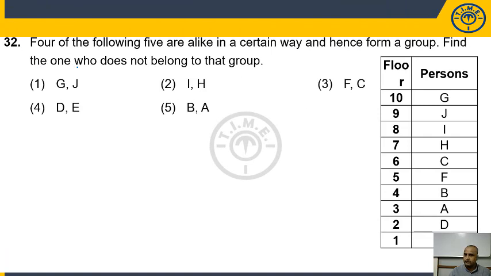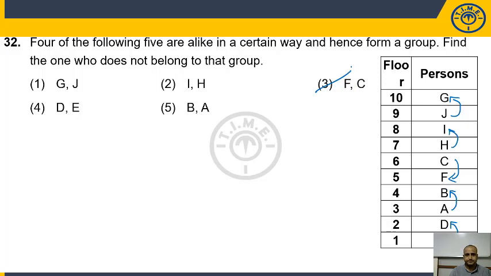Four of the following 5 are alike in a certain way and hence form a group. Odd one out question. G, J: G lives immediately above J. I, H: I lives immediately above H. F, C: F lives immediately below C. D, E: D lives immediately above E. B, A: B lives immediately above A. So everywhere the first person lives immediately above the second person except F, C, where the first person lives immediately below the second person. So choice 3 is the odd one out.